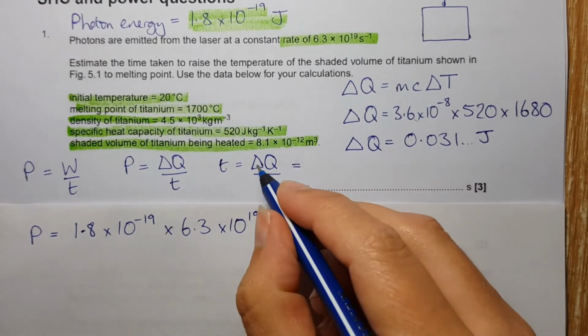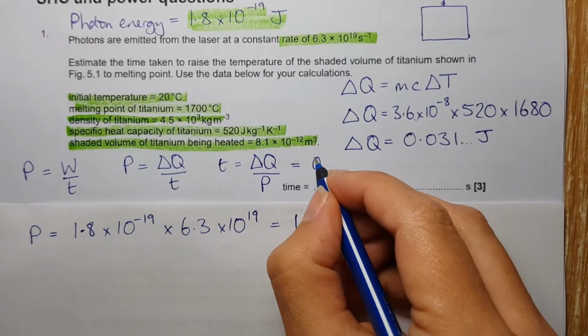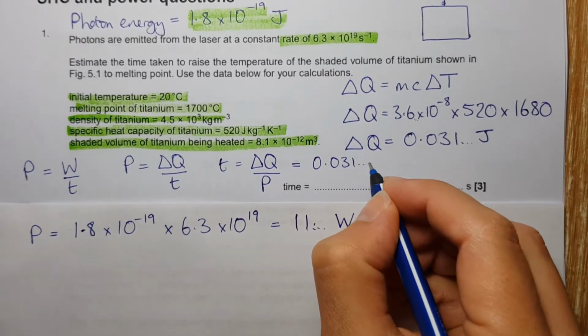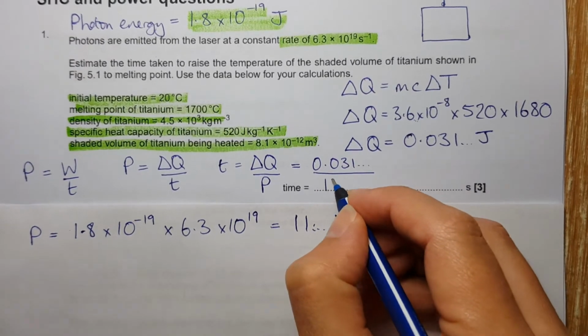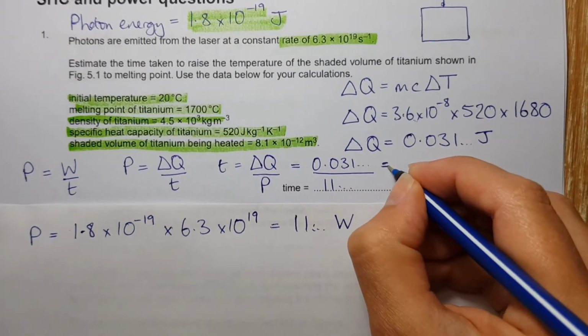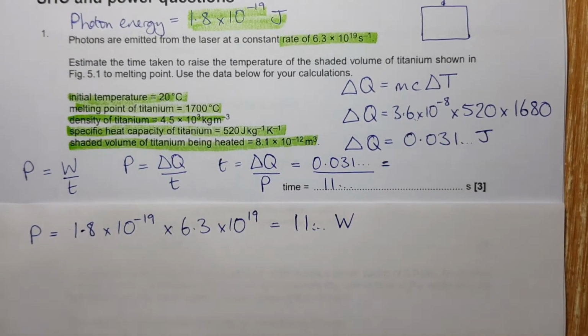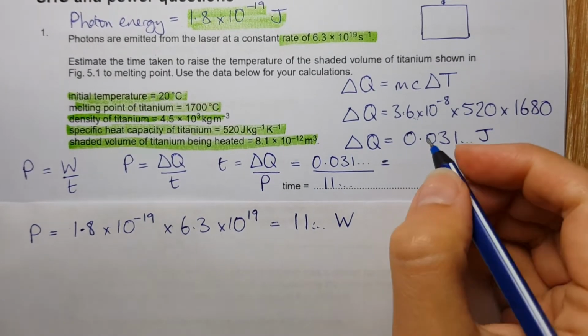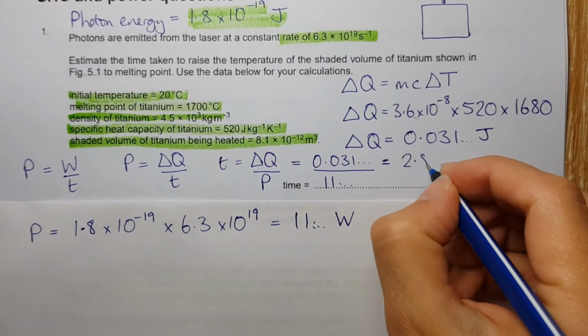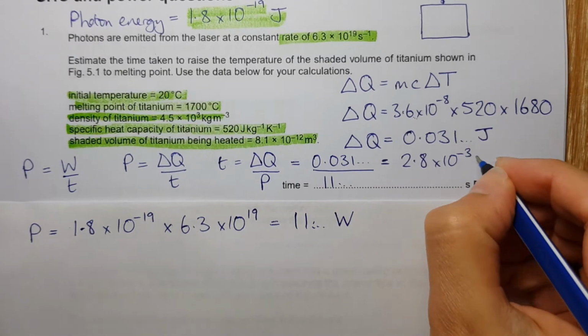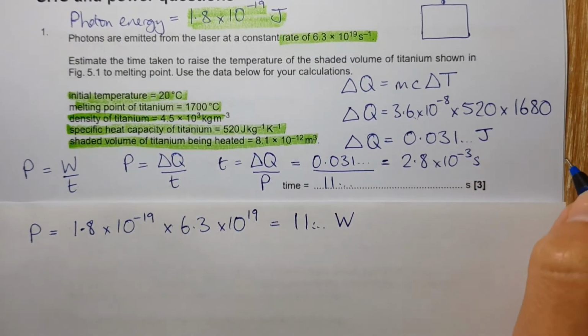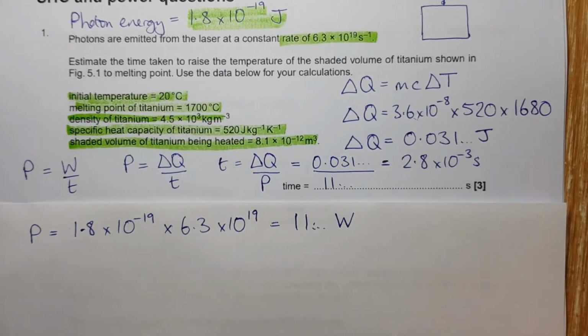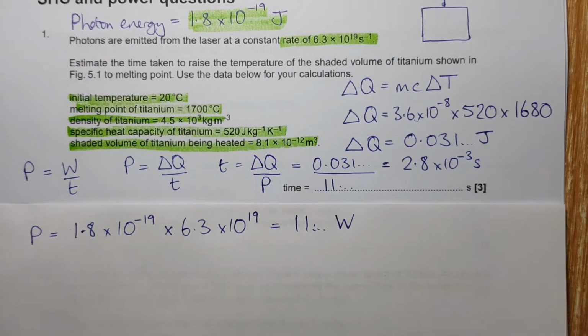And so finally, we find our time. We need this much energy transferred. The power of the laser beam is 11 joules per second, and that gives a time of 2.8 times 10 to the minus 3 seconds. So that's 2.8 milliseconds, which of course is very, very small.